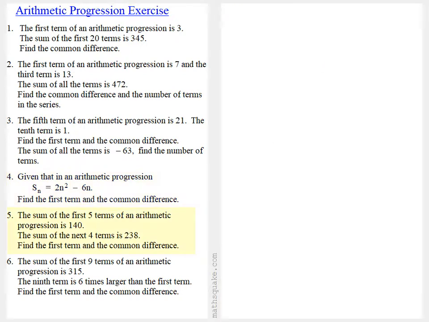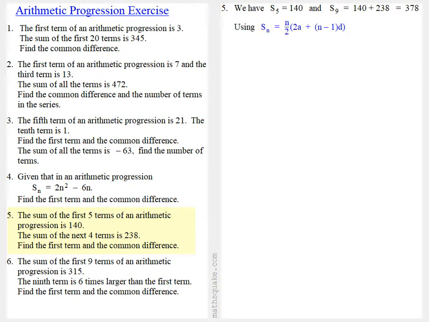In question 5, we're told the sum of the first 5 terms of an arithmetic progression is 140. The sum of the next 4 terms is 238. Find the first term and the common difference. Well, we have S5 is equal to 140, and S9, the sum of the first 9 terms, is equal to the sum of the first 5 terms, which is 140, plus the sum of the next 4 terms, which is 238. So S9 is equal to 378.